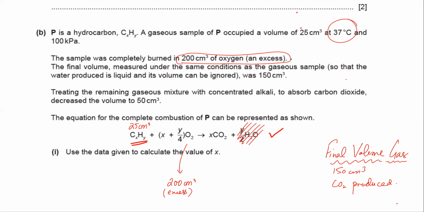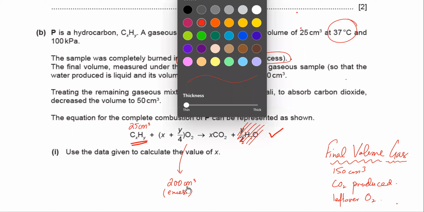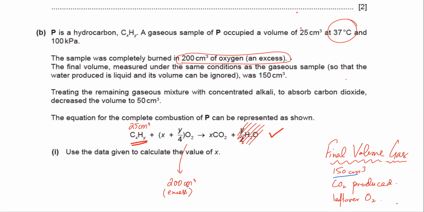Is this clear? Is it clear up to here? Is this clear? Maz, Ahmed, Amna, is this clear? So the final volume will have carbon dioxide and the leftover, remaining oxygen, because remember he told us that it's in excess. So there's going to be leftover O2 as well. That's still present. So this 150 cm cube that you have has two things: carbon dioxide as well as oxygen gas. And it's that oxygen gas that's left over after the reaction.